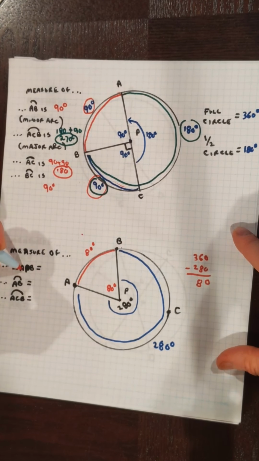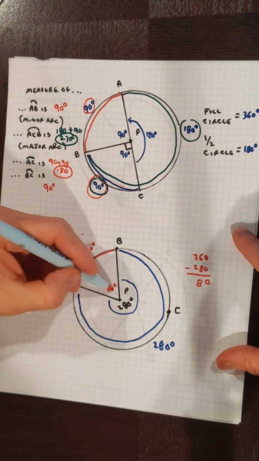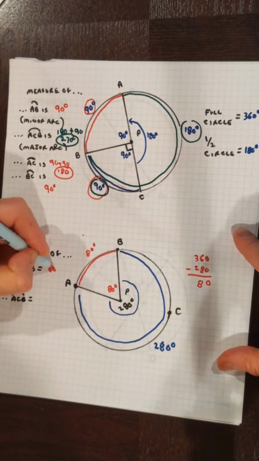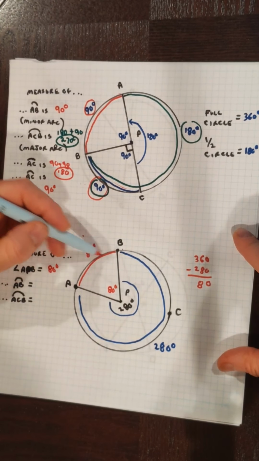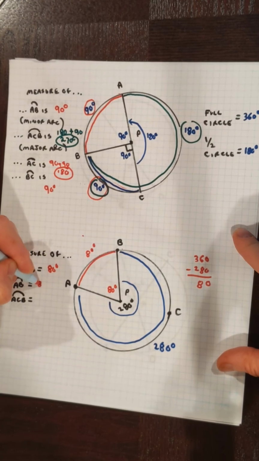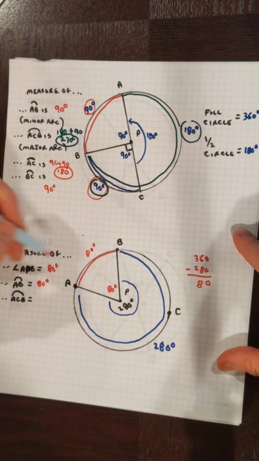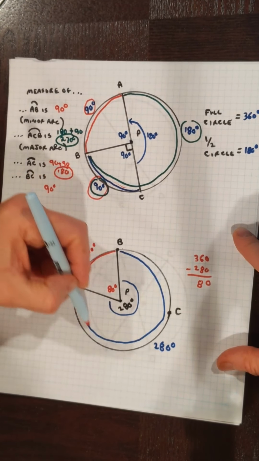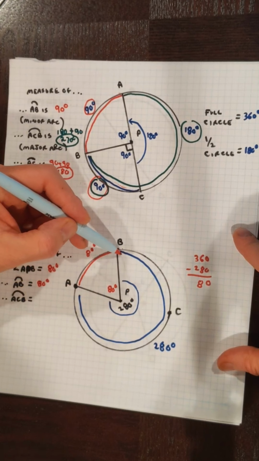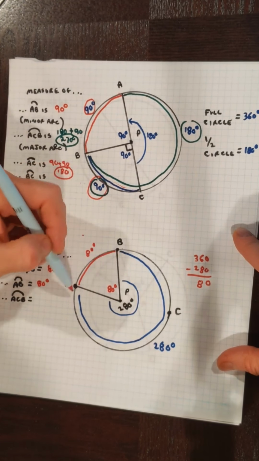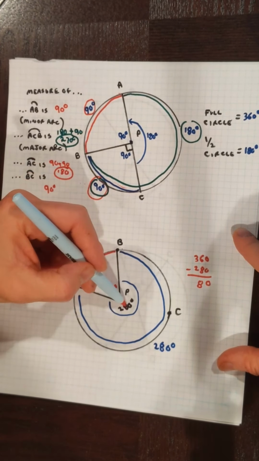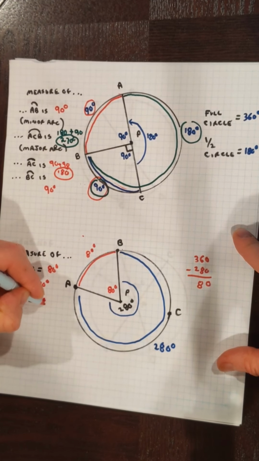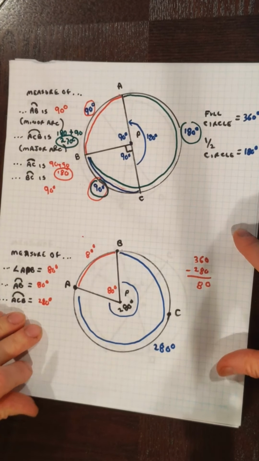Angle AB is 80 degrees. That means the arc AB is also 80 degrees. ACB is all the way this way. I have to go from A to C to B, and we know that's 280. Again, that's why I like to mark my answers down first before I start.